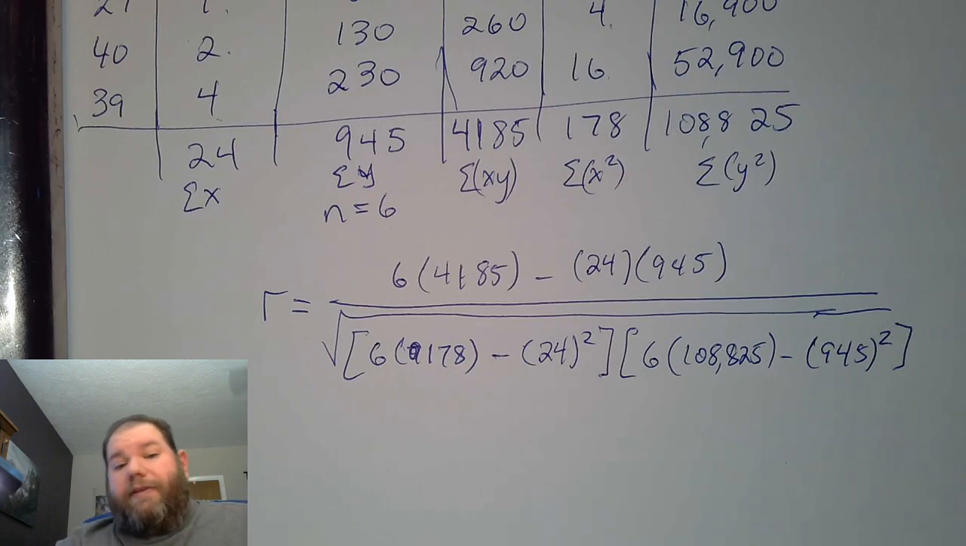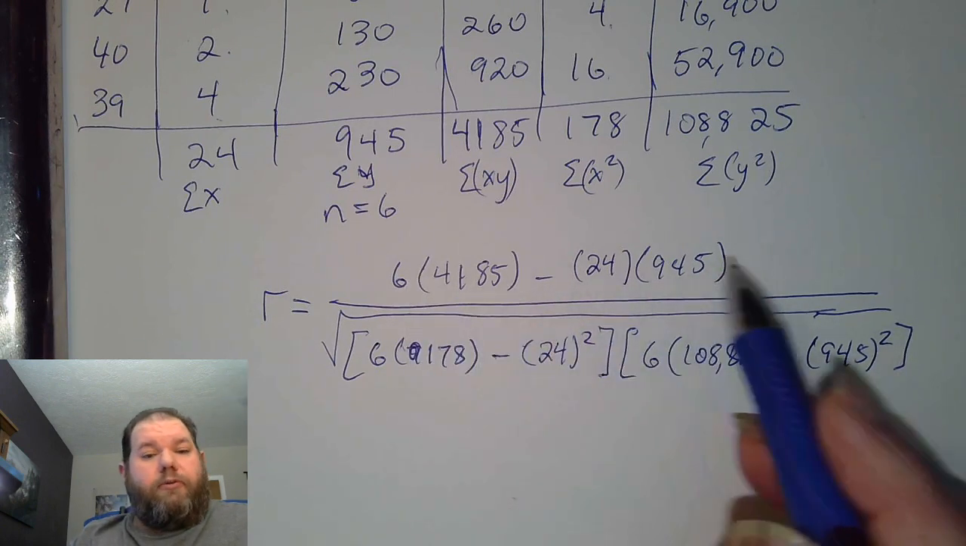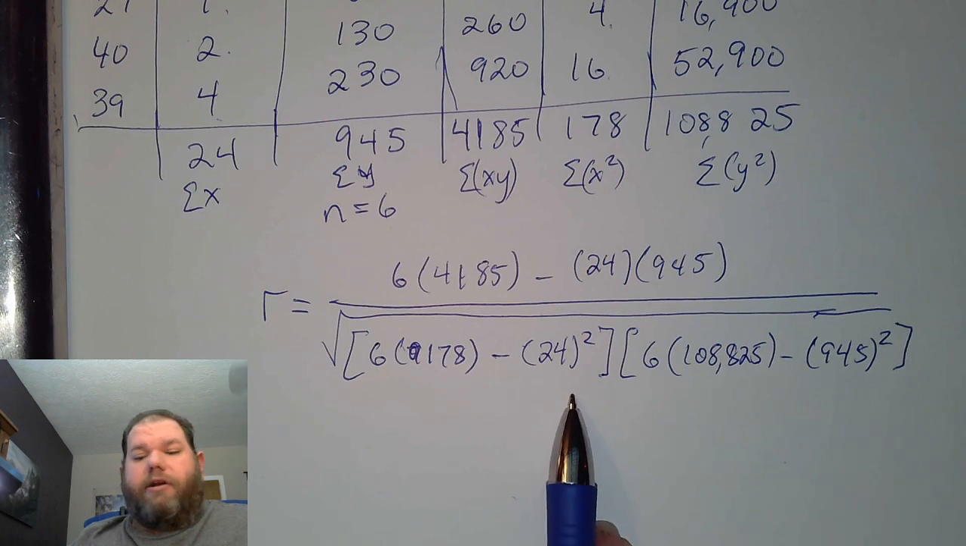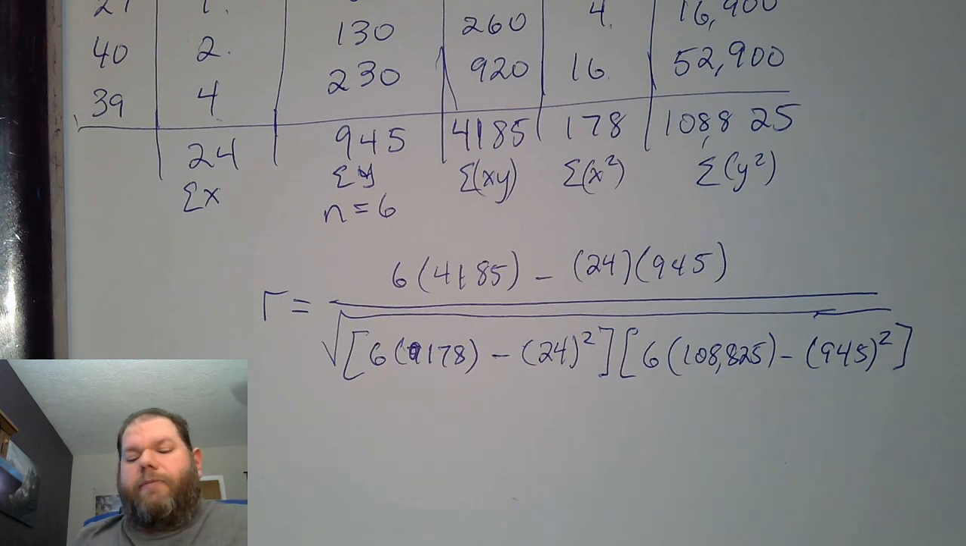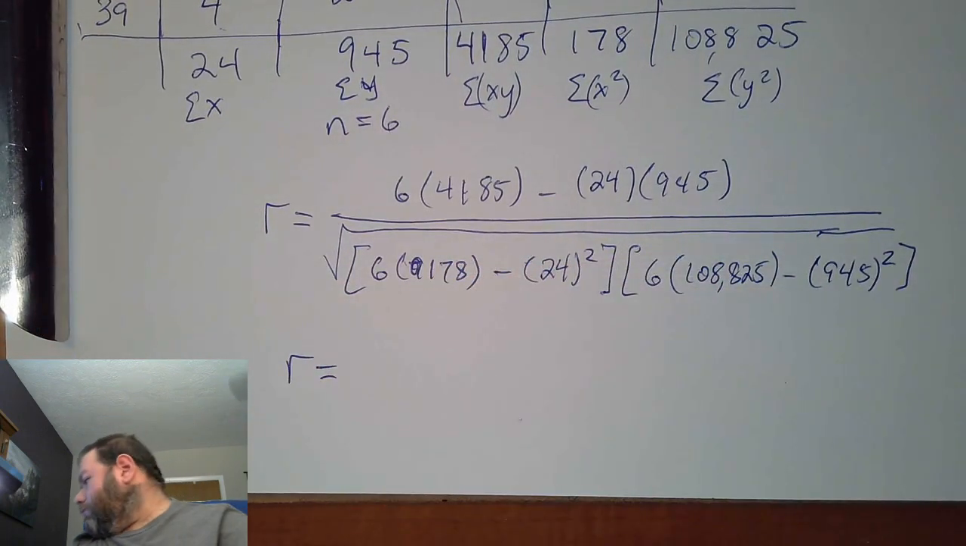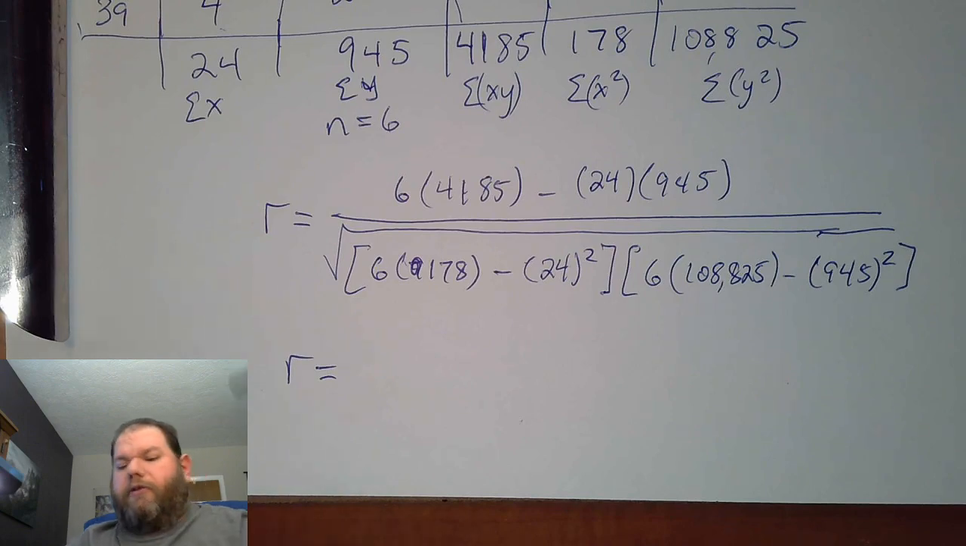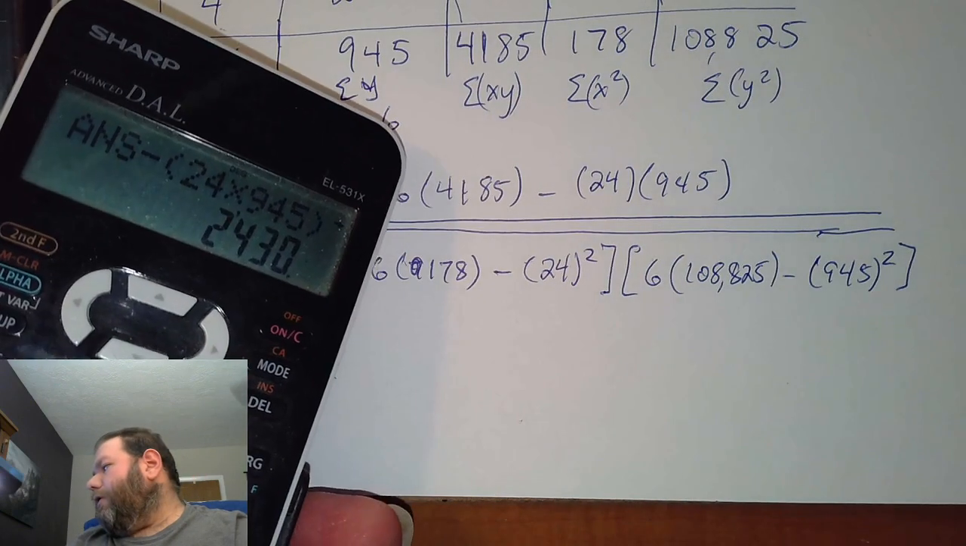Alright, what I would recommend in this case is rather than doing it all at once in our calculator, we'll calculate it one piece at a time. We'll figure out what the numerator is. We can do inside one bracket here, and then inside the other bracket, and then we'll calculate it from there. So looking at the numerator, we have 6 times 4,185 minus 24 times 945. So I come up with a value of 2,430.